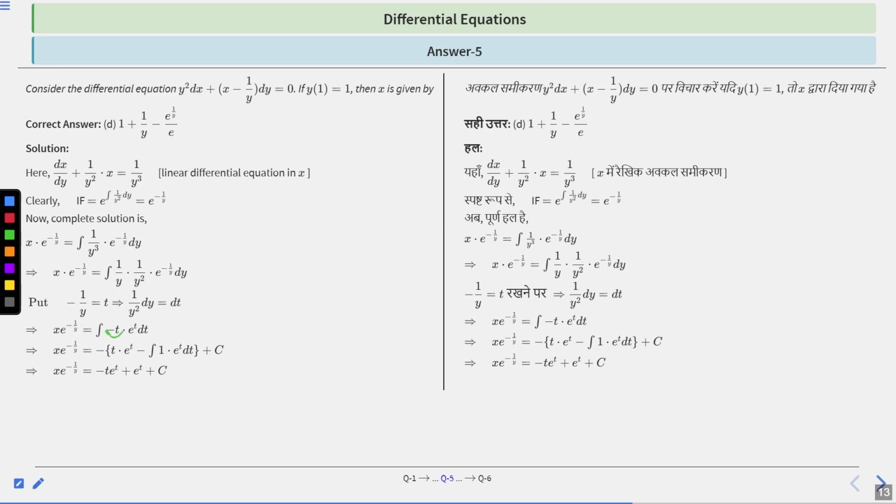Now we can apply integration by parts on the right hand side. Therefore, x e to the power minus 1 by y. Let's take minus 1 common. After that, we can apply integration by parts on the t e to the power t terms, which will be equal to minus of t into e to the power t minus integration of 1 into e to the power t dt plus c, right? Therefore, x into e to the power minus 1 by y is equal to minus t e to the power t plus e to the power t plus c, right? Clear?